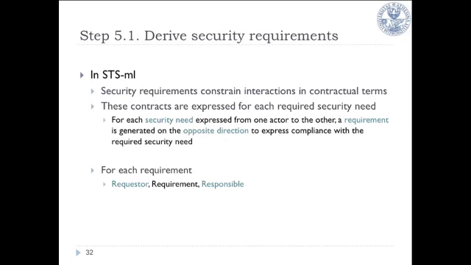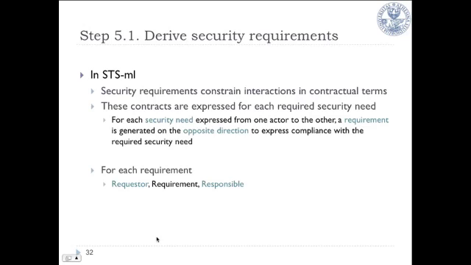And we capture security requirements in terms of contracts between the two parties. The first is the one who requests the security need, and the second is the one who accepts it, and when it accepts the security need, it has to obey and comply with it. And the requirement would actually be this contract between the two.